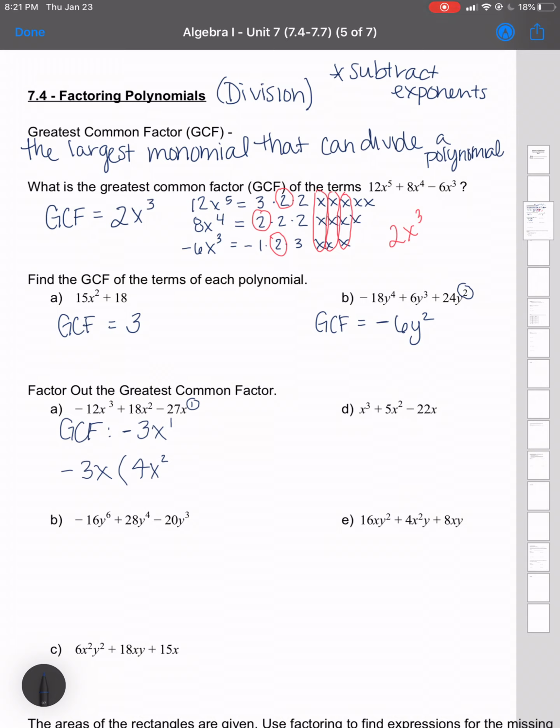And then move on to the next term. So 18 divided by negative 3 is a negative 6. And then x squared divided by x, 2 minus 1 is 1. And then lastly, negative 27 divided by negative 3 gives us a plus 9. And then x divided by x is none. And this is your solution.